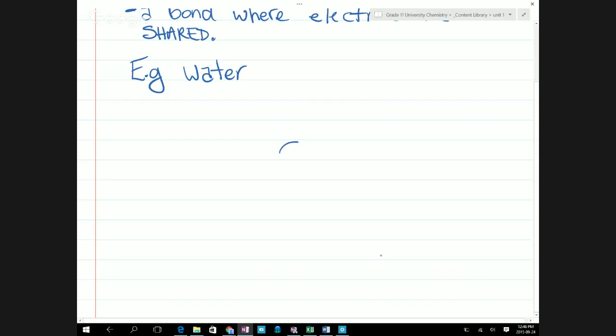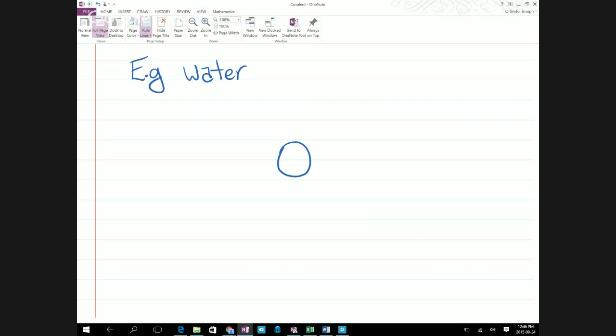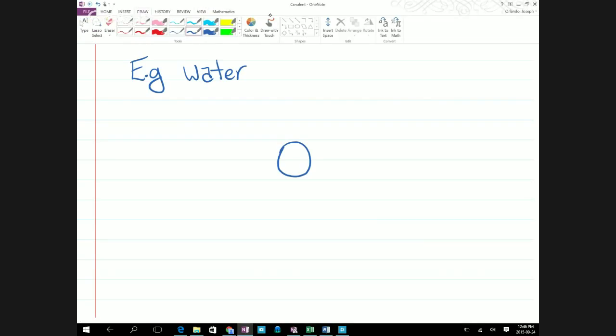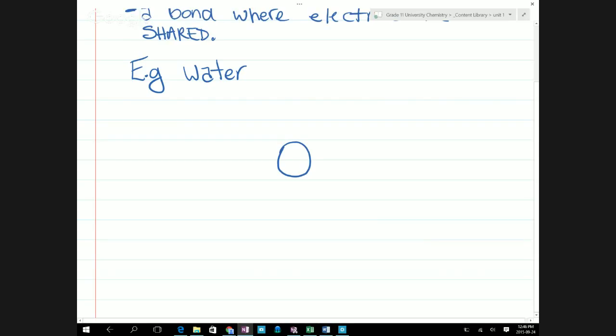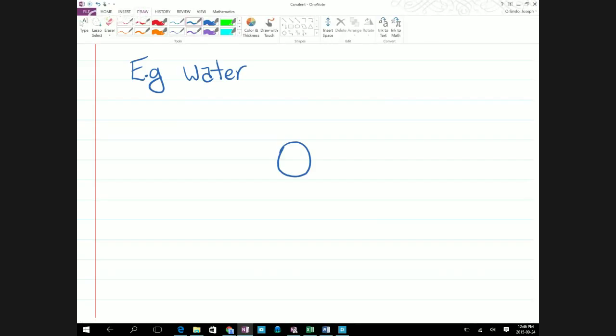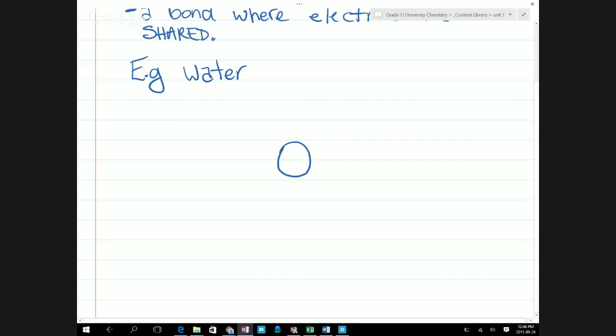If I were to put oxygen here, how many electrons does oxygen have in its valence shell? To whomever said 6, that's right. How did you find that out? Yeah, you counted to what group it's in, right? Yeah. Good. So there we go. There's our happy little oxygen.